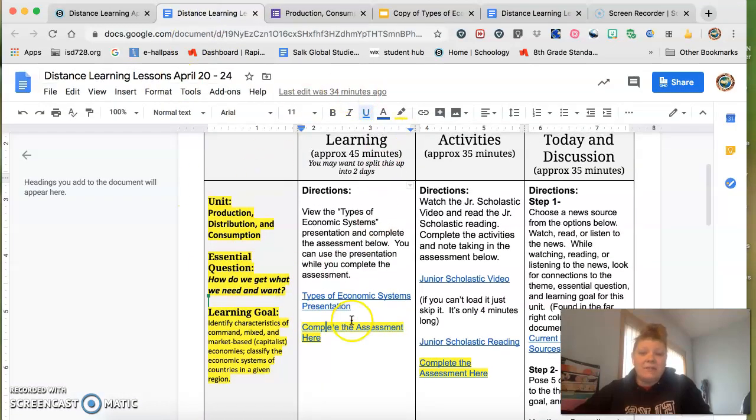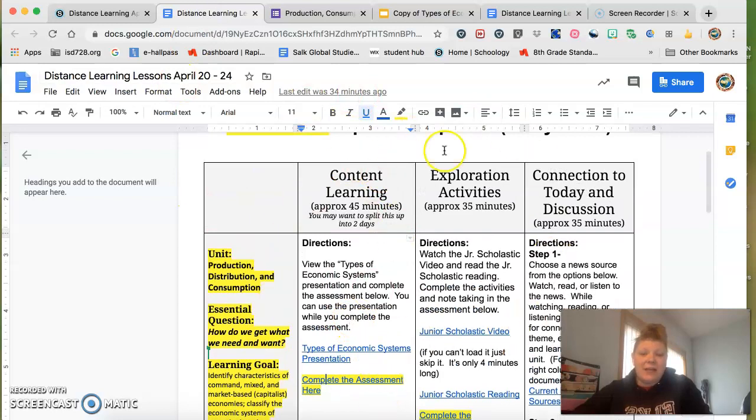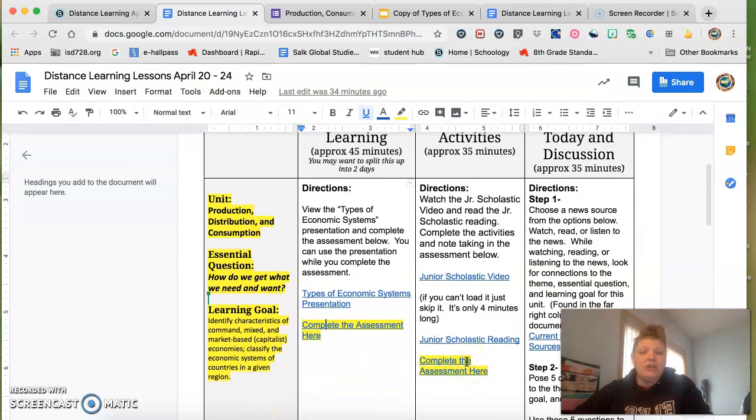The next part, after we get through the content learning, is going to be the exploration phase. We're going to try to link some of this economic stuff into India and the caste system of India. The caste system, which we would have talked just a little bit about when we looked at world religions in our unit on conflict and cooperation.